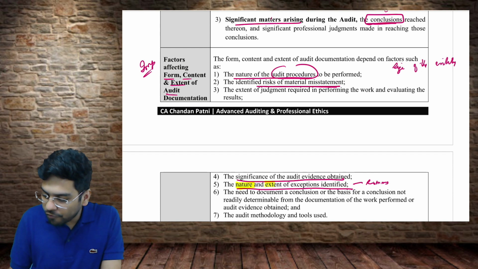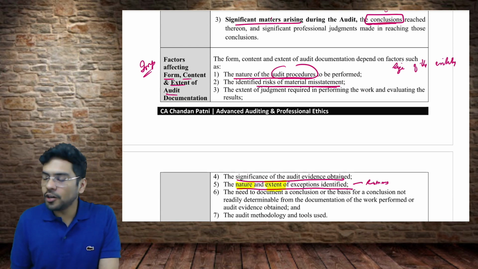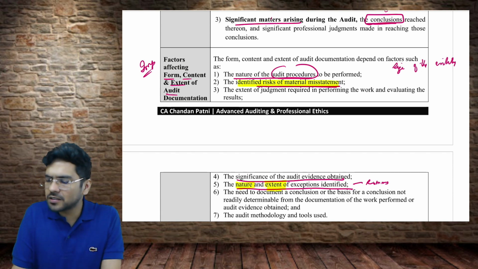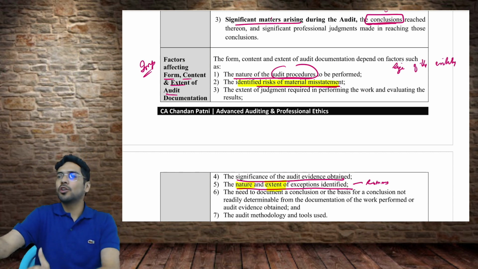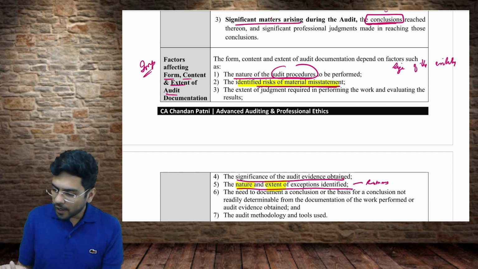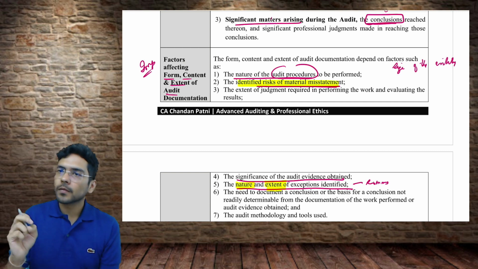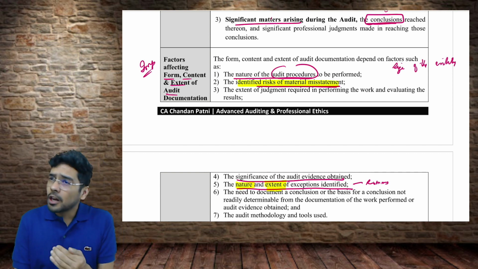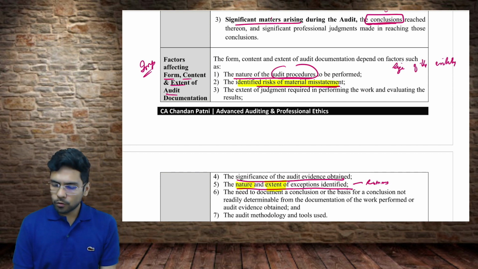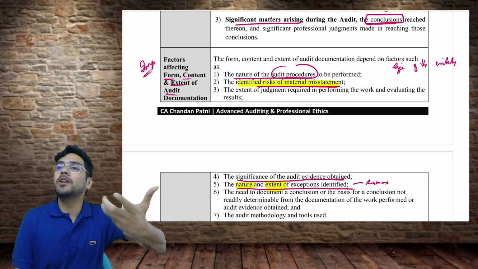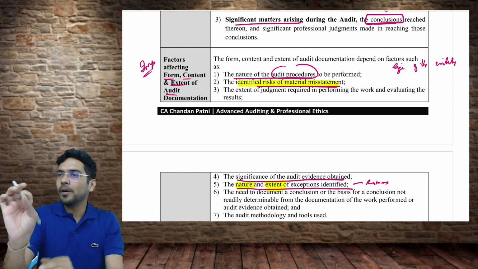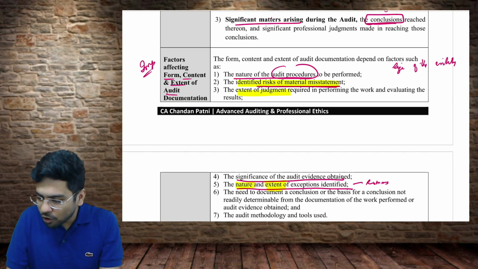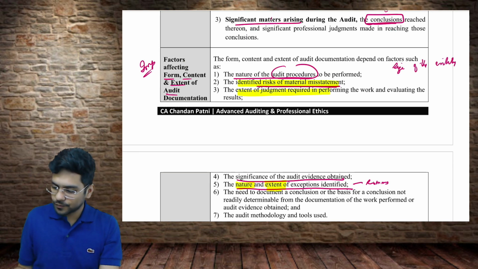What is the nature and extent of exceptions? How many misstatements are there, and what is the nature of the exceptions? So again, this will have an impact on the documentation. Now, let's say in the entire audit you have taken a lot of judgments, so you have to take a note of the judgments and what made you take that decision. You have to understand the logic also. So the more judgments you take, will the extent of documentation be impacted? Yes. So the extent of judgment required in performing the work.